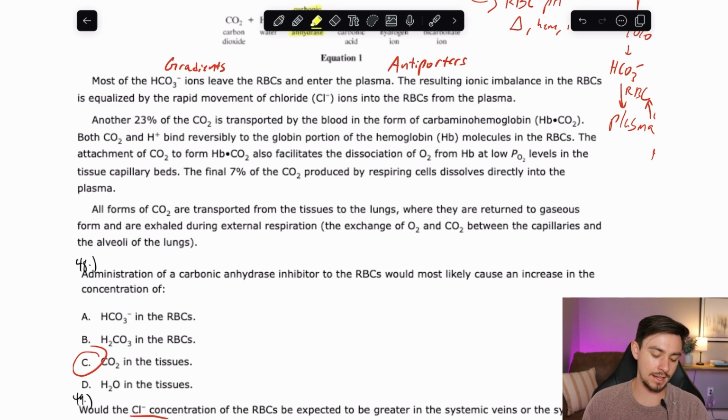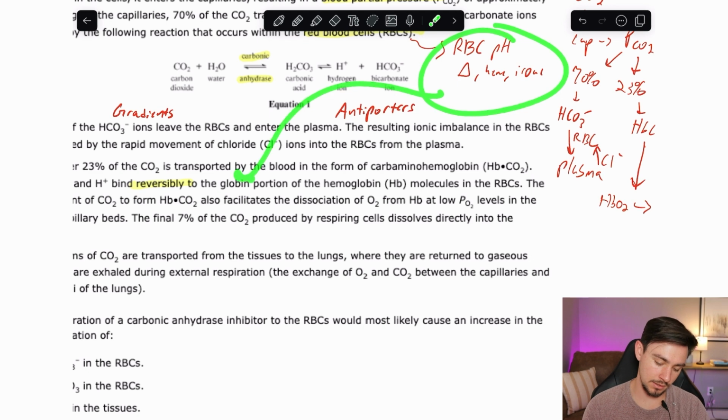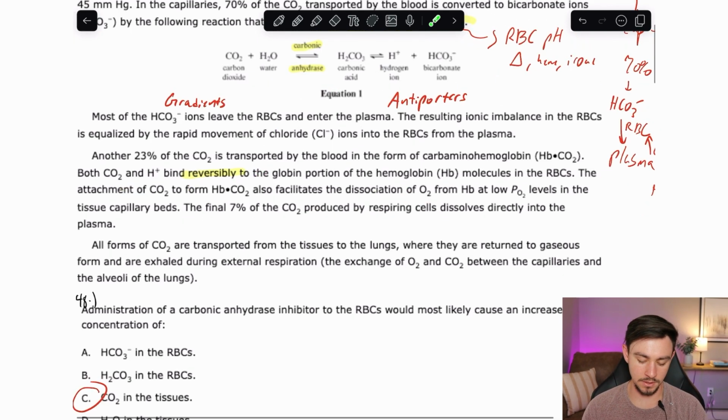Both carbon dioxide and hydrogen bind reversibly, so reversible binding to the globin portion of the hemoglobin molecules in the red blood cells. So remember, we kind of talked about all the things that make up red blood cells, and now we're mentioning some of them. Globins, hemoglobins, things of that nature. So maybe they will test us on something structural.